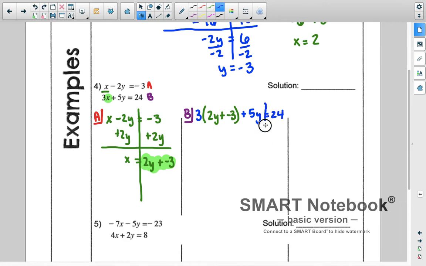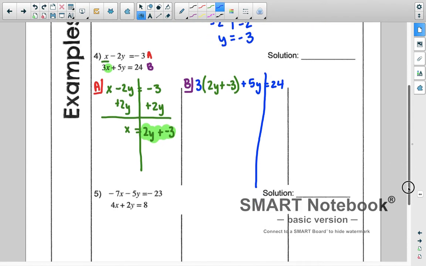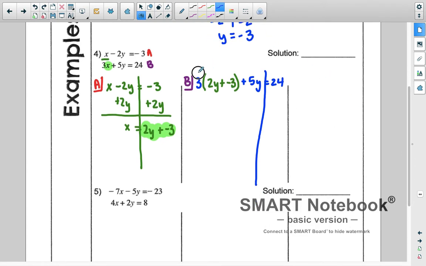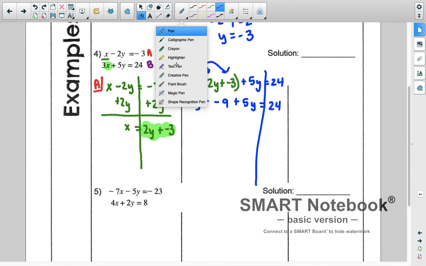And our goal here is to figure out what is y, because we only have y's in this equation now. So first we're going to start off by distributing, because we do need to simplify this side. So 3 times 2 gives me 6, so 6y. 3 times -3 is -9. And then this plus 5y is still chilling, just hanging out. Not sure really what to do with itself. Okay, equals 24.